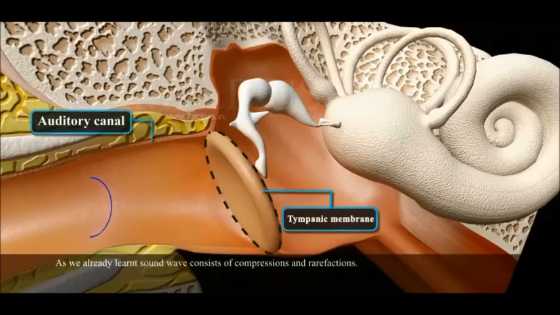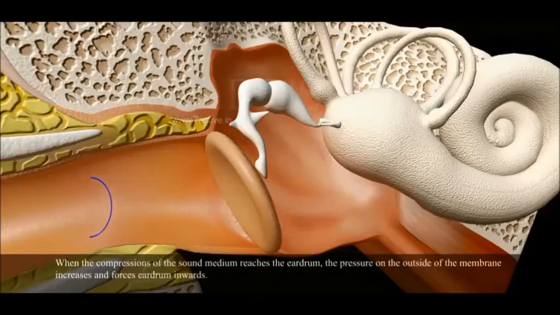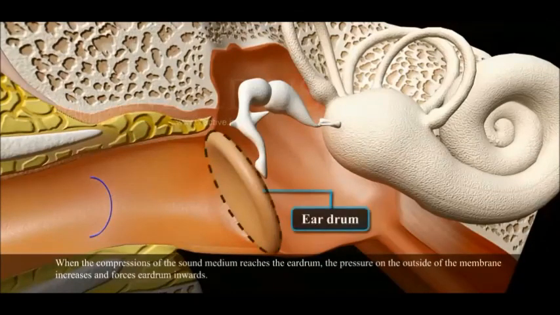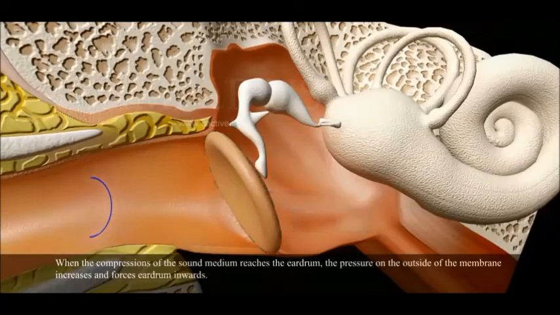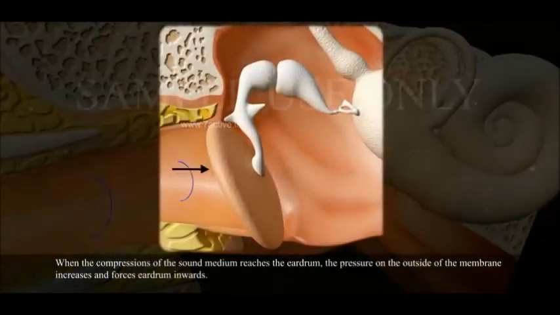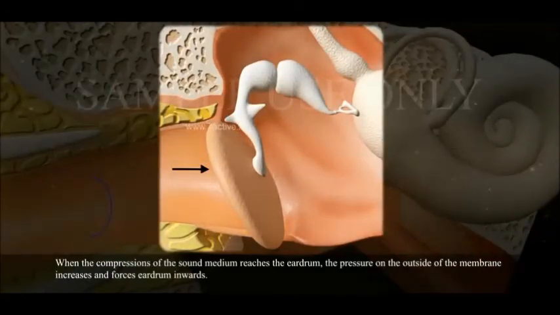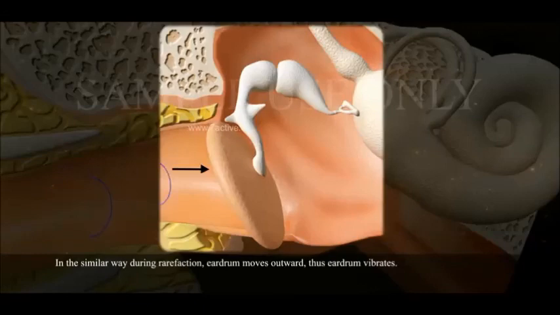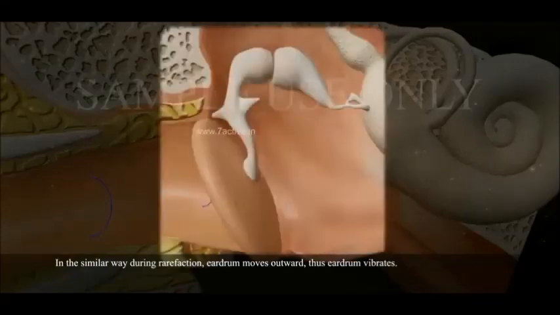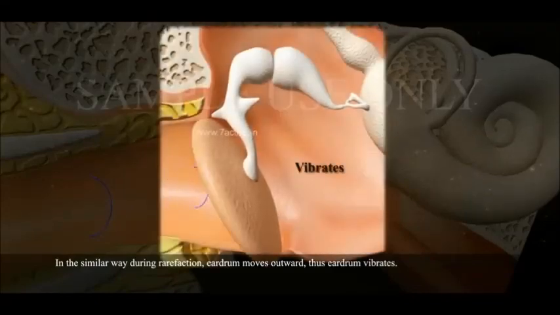As we already learned, a sound wave consists of compressions and rarefactions. When the compressions of the sound medium reach the eardrum, the pressure on the outside of the membrane increases and forces the eardrum inwards. In a similar way, during rarefaction, the eardrum moves outward, thus the eardrum vibrates.